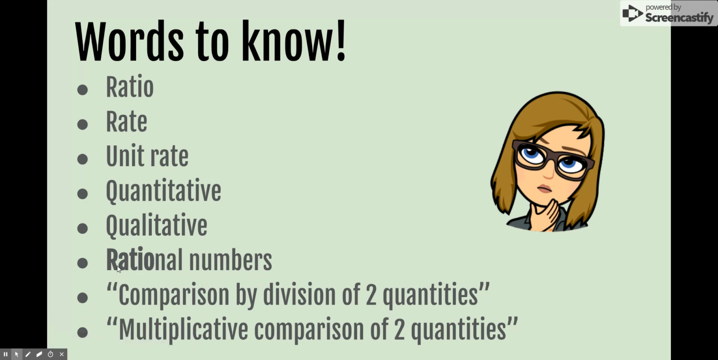One that I want to point out is rational numbers. We already know what those are. We learned about those in a previous unit, but notice how the word ratio is actually in the word rational. And so hopefully that will make some more sense to you also. These last two are just kind of phrases that point out, we really just want you to understand that ratios, unit rates, and rates just use a lot of division and multiplication in order to compare two quantities or numbers.